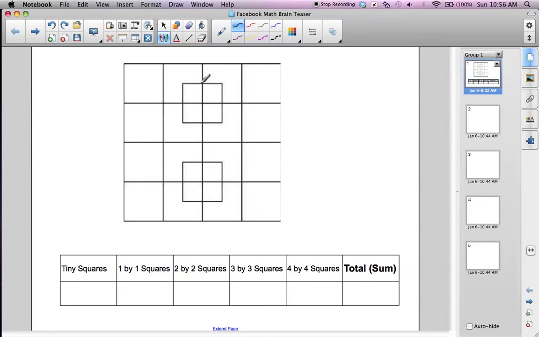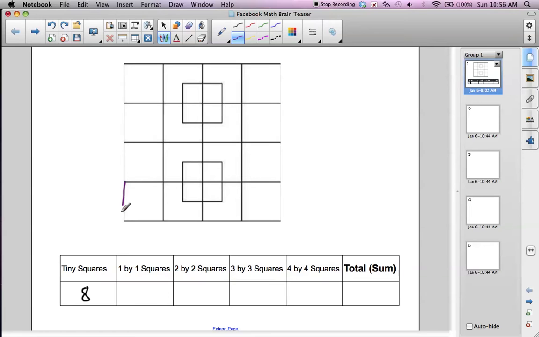Okay, so by tiny squares I mean these little squares here. I'm going to number them: 1, 2, 3, 4, 5, 6, 7, 8. So there's 8 tiny squares. Let's put in that number 8. And then we're going to go on to the 1 by 1 squares.